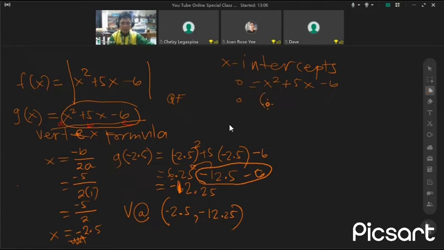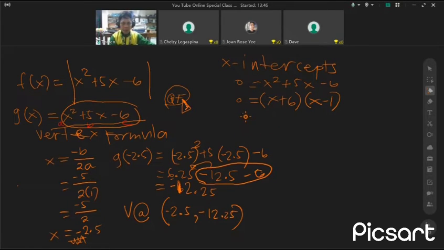So the factors of this are x plus 6 and x minus 1, right? If you want to see the quadratic formula side of this, you can ask for the copy from Chelsea. But because we need to finish this and go back to the easier one, we will not discuss the quadratic formula anymore.